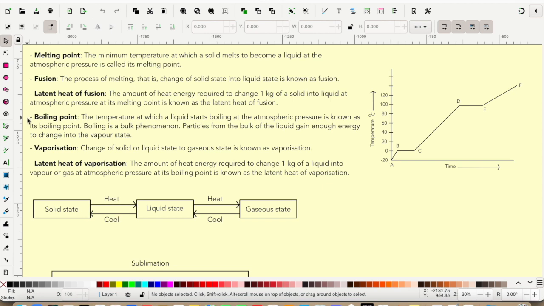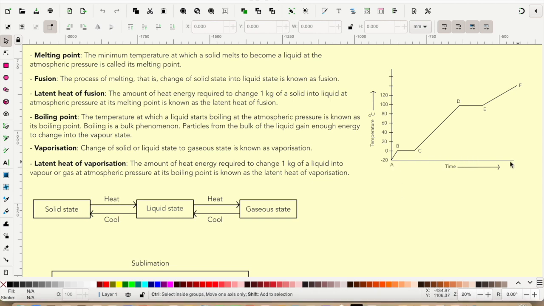Next one is boiling point. At 1 atmospheric pressure, the temperature at which a liquid starts boiling is known as its boiling point. Next one is vaporization. The process of changing a liquid to gaseous state is known as vaporization. Next one is latent heat of vaporization. It is defined as the amount of heat energy required to change 1 kilogram of liquid to vapor or gas at atmospheric pressure at its boiling point.